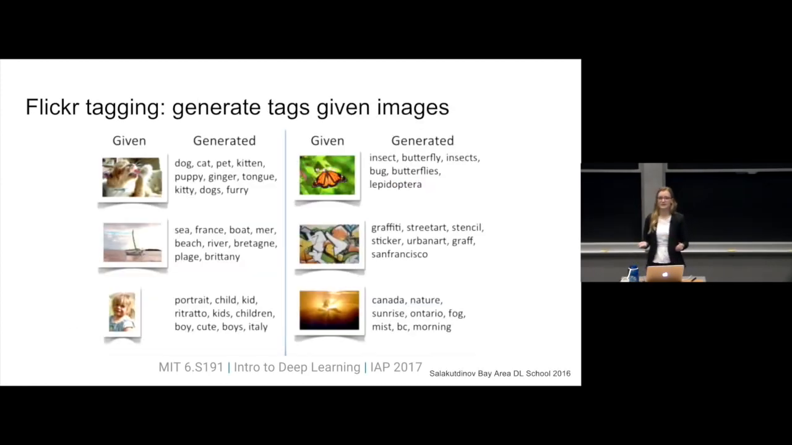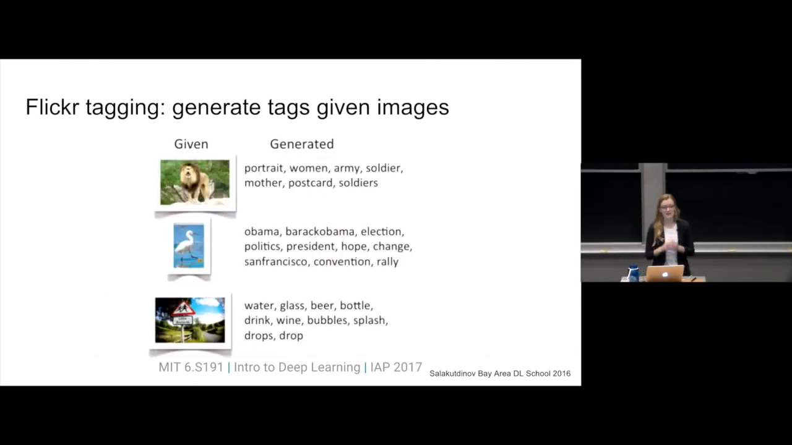So we can look at some examples of this model. Given, say, this picture of a cat, the vector for that is close to the words dog, cat, pet, kitten, tongue, furry. So it's working pretty well as an automated tagger for Flickr. It doesn't always work that well, though. So here are some sillier examples.